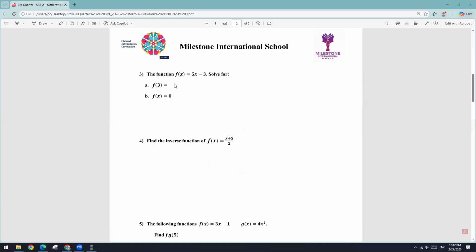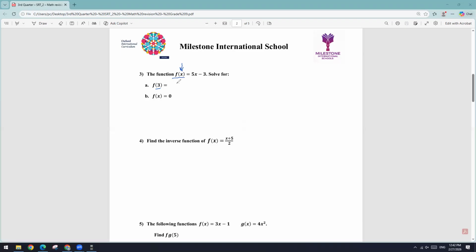3. The function f(x) is equal to 5x minus 3. And then solve for f(3). So f(x) is the name of the function. So the function is f that is written according to x, or in terms of x. Now if I check the first part A, instead of f(x), they said f(3). What does that mean? I need to change the x value by 3, substitution.